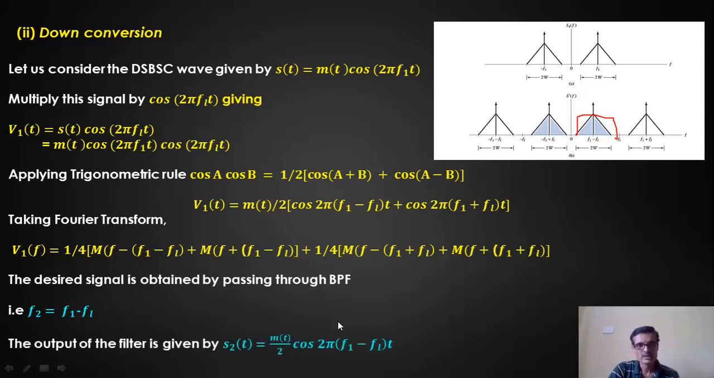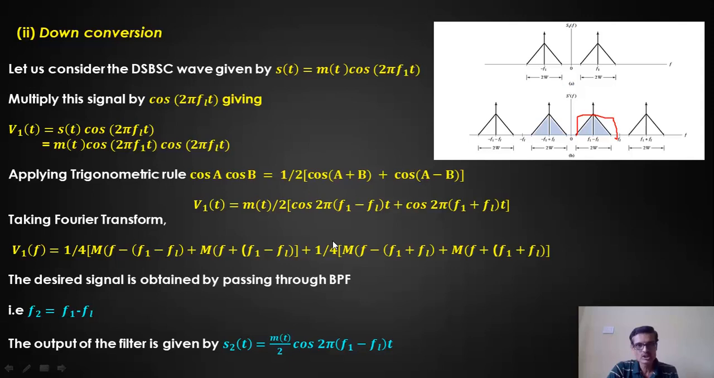In the time domain, the equation is given by s2(t) equals m(t)/2 cos(2π(f1 minus fL)t). That means this particular part, m(t)/2 cos(2π(f1 minus fL)t), is in the time domain, and this is in the frequency domain. So this is how I can convert in the down direction. Now the frequency is decreased.